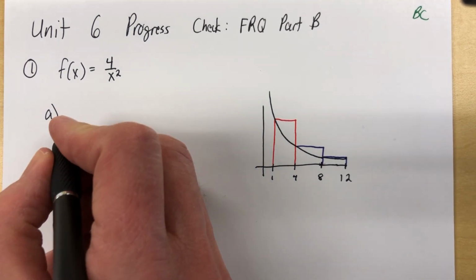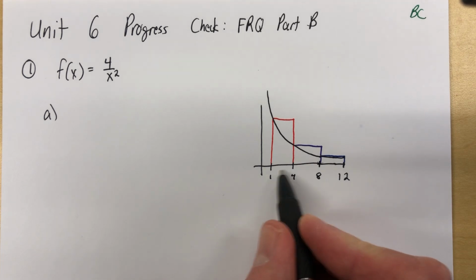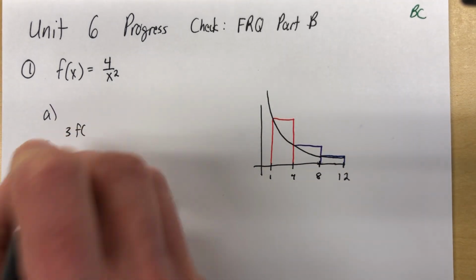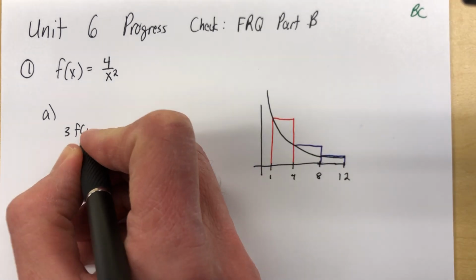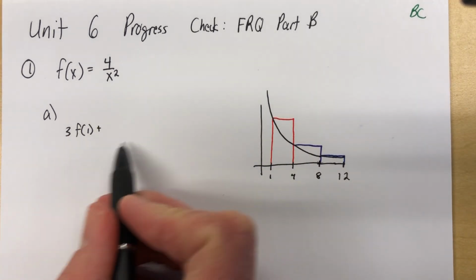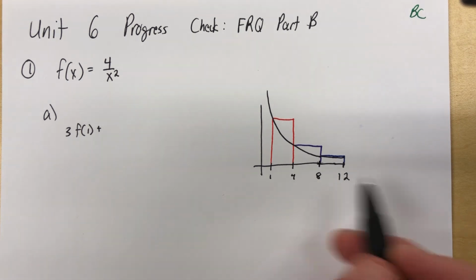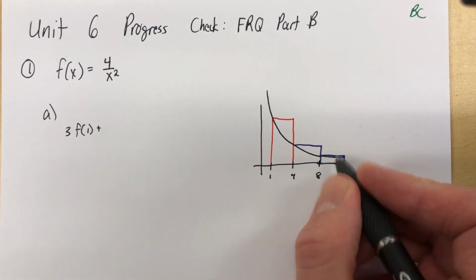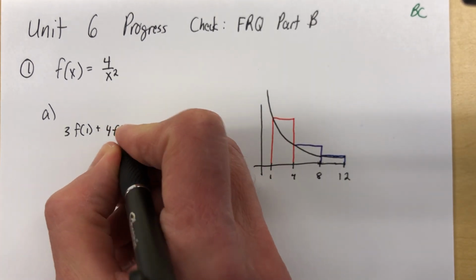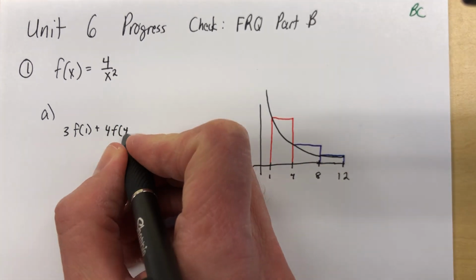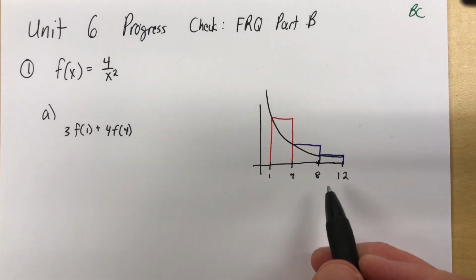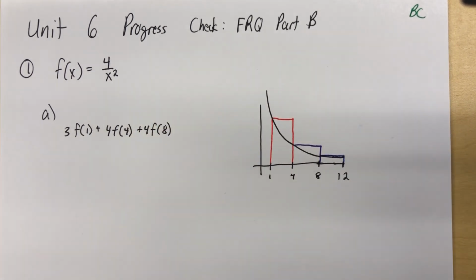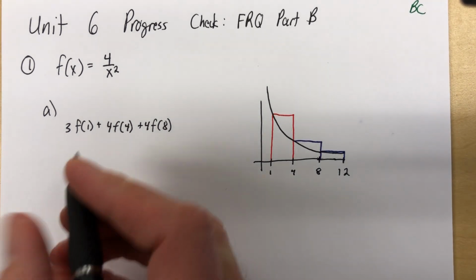The first one is going to have a width of 3 and a height of f of 1. And all this that I'm writing here just comes from this visual. I would have just jumped straight here, but I wanted to give you the visual for it. Again, no points for drawing this. 4 f of 4, 4 because 4 to 8, and then 4 again, plus 4 f of 8, and we'll figure this out by hand, and it is totally doable.